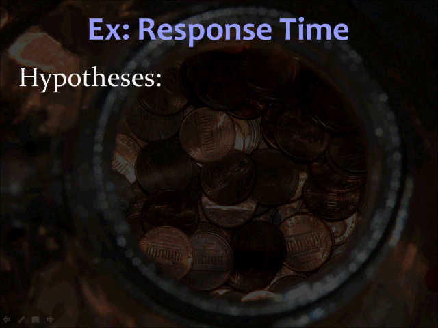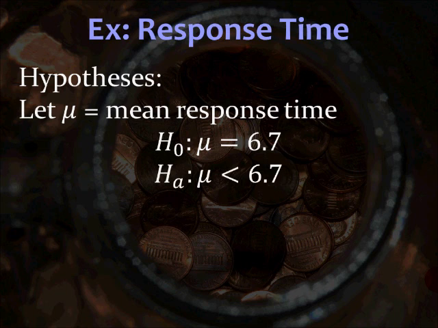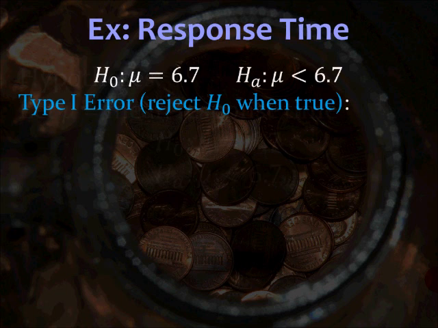All right, here are our hypotheses. Remember, we're trying to see if the response time has decreased. So our mu is the mean response time of the paramedics. The null: mu equals 6.7 minutes. There's been no change in the response time. The alternative is that the response time has gone down, so mu is less than 6.7 minutes. Now let's see if we can recognize what the descriptions and consequences of type 1 and type 2 errors are.